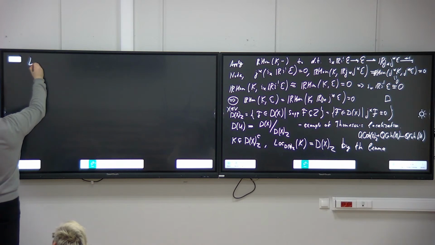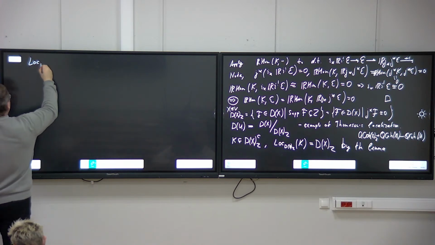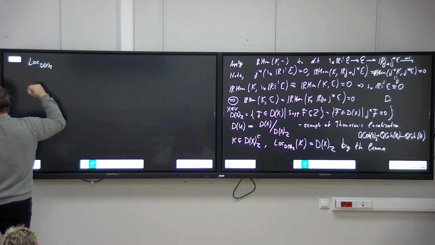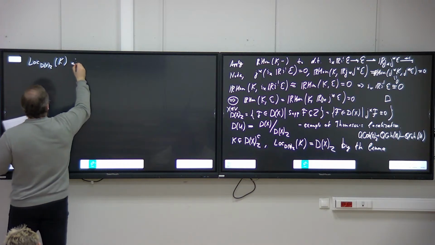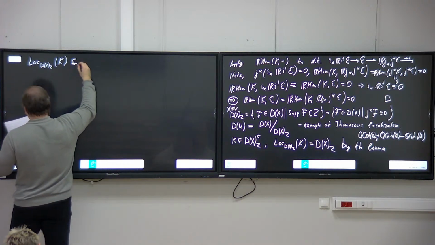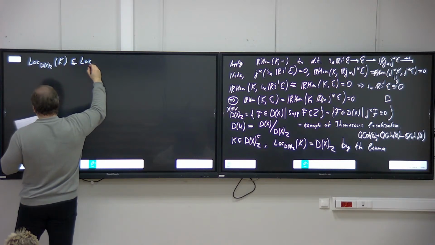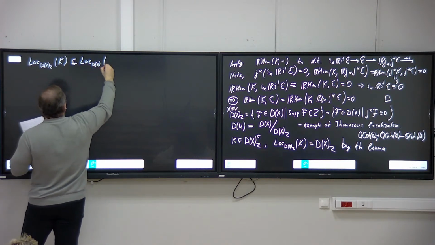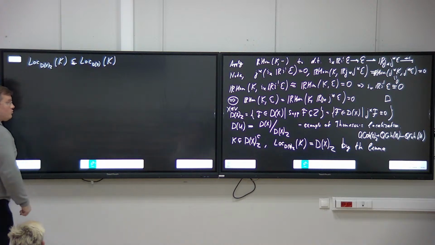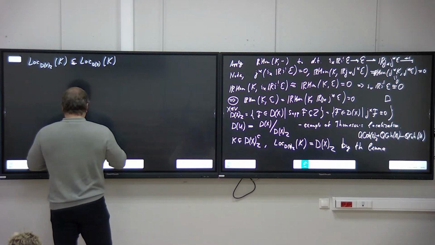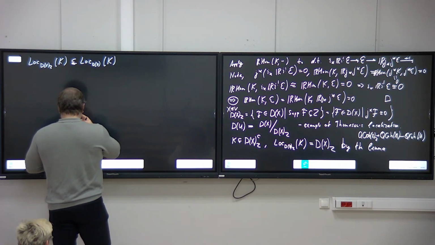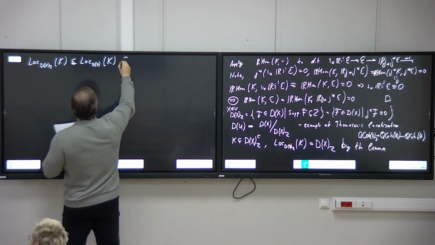Well, first of all, clearly we have an inclusion. If I take a localizing subcategory in the smaller subcategory D_{X,Z}, clearly this is contained in the localizing closure in D of X. Since we simply use the larger category, the localizing closure could be larger. Right, so that's one inclusion. Then another inclusion is also quite simple.